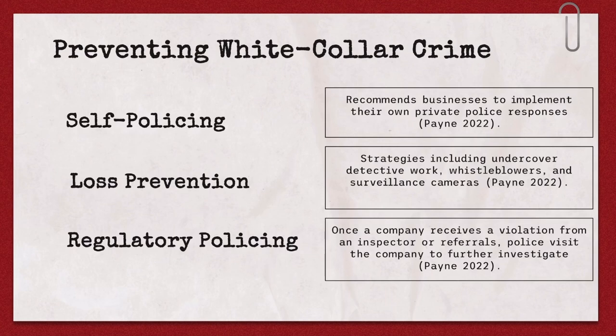Self-policing recommends that each business holds their own private policing responses, while loss prevention strategies highlight the use of undercover agents and whistleblowers. Lastly, regulatory policing is commonly used today as it allows for officers to investigate crimes after being reported by the corporation itself.